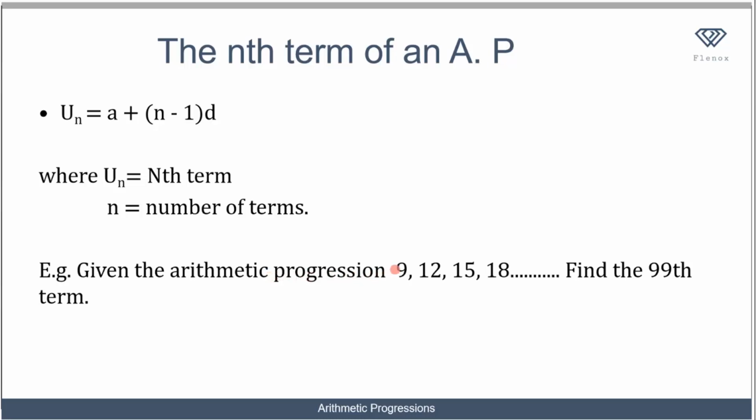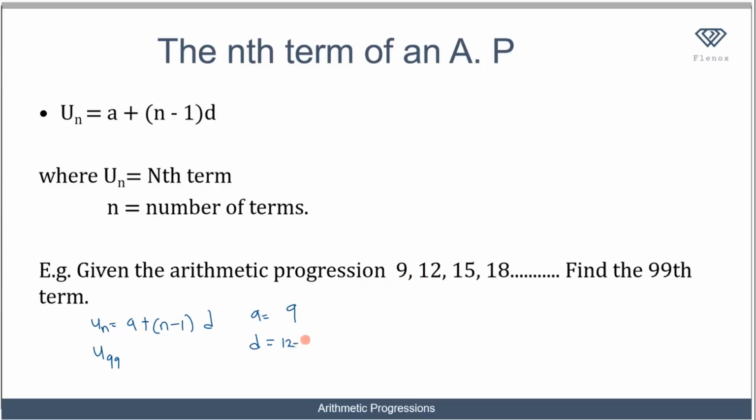So an example: given the arithmetic progression 9, 12, 15, 18, find the 99th term. Now we know that the nth term un is given by what? A plus n minus 1 times the common difference. We are told to find the 99th term, u of 99. The first term A, we just go to the progression and look for what the first term is. You can see that it is what? 9.